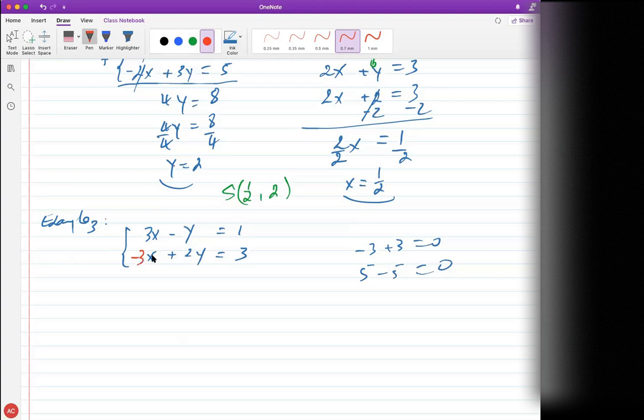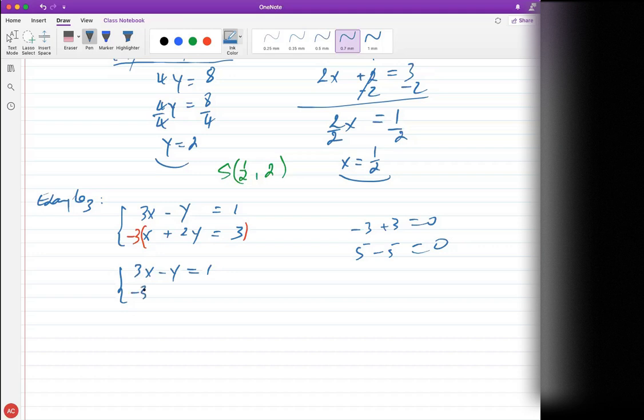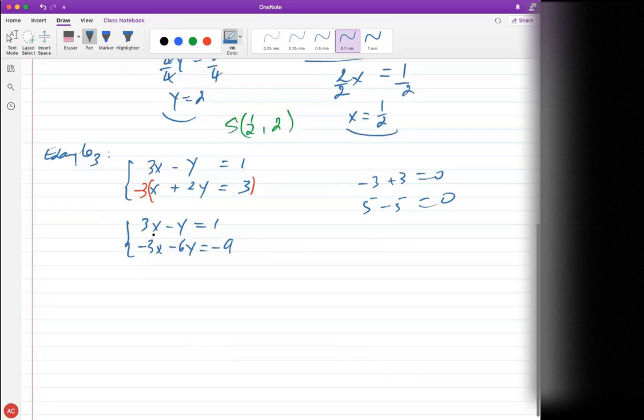But if you multiply this by -3, the entire equation needs to be multiplied by -3. So we're going to distribute this all over the equation. After that, we have something to cancel out. So this turns into -3x minus 6y equals -9. So now these two cancel out. So when we combine the equations, we can cross these out. -3x combined with this, cancel out, 0.